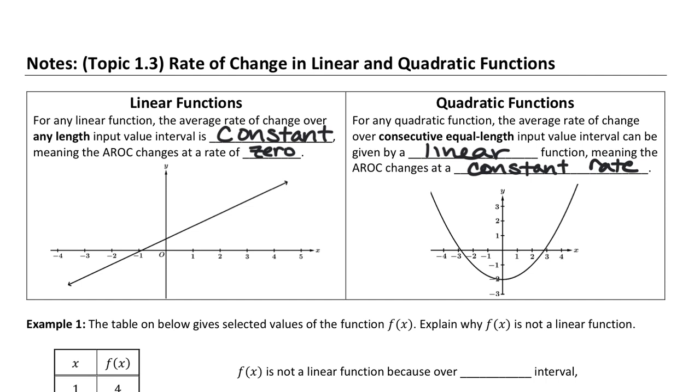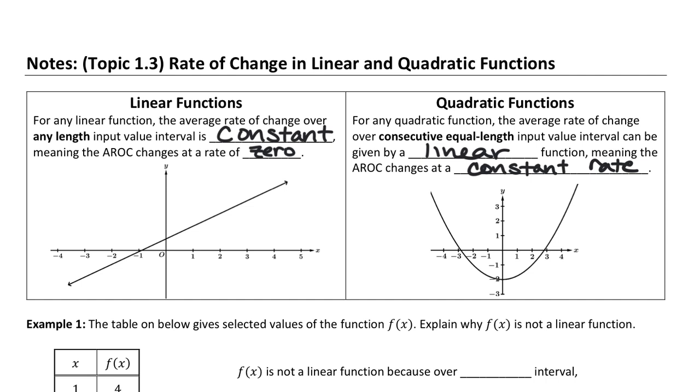A linear function has a constant rate of change, meaning the change in the rate of change is 0. A quadratic function has a rate of change that changes at a constant rate, meaning it's a linear function, not 0. Okay? Let me say it again. I get it. It's weird.